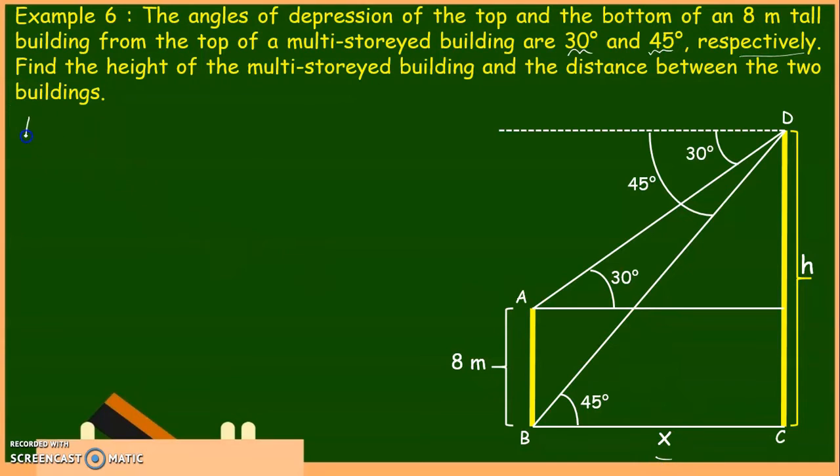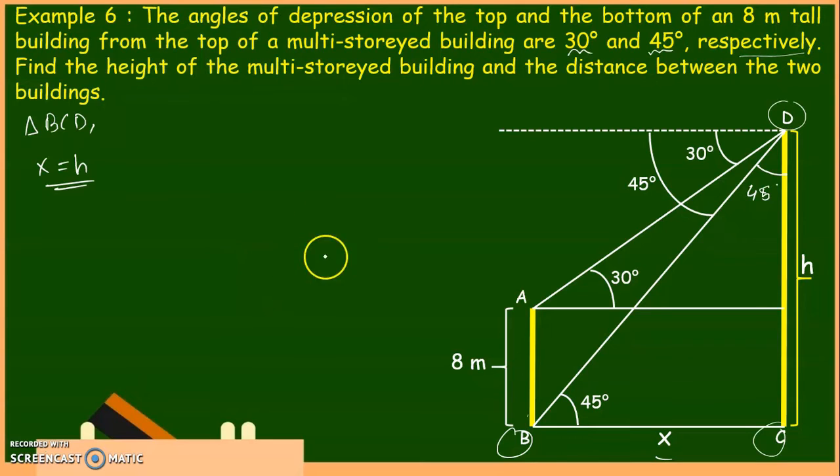So here if you consider the triangle BCD, in this triangle BCD you can see this angle B is 45 and angle BDC will also be equal to 45. And since two angles are equal, their opposite sides will be equal. It means the sides x and h will be equal.